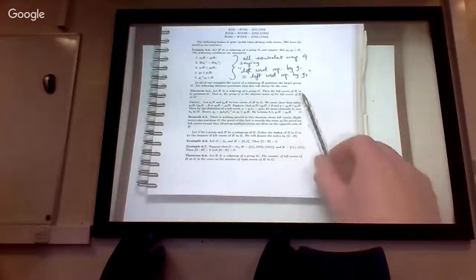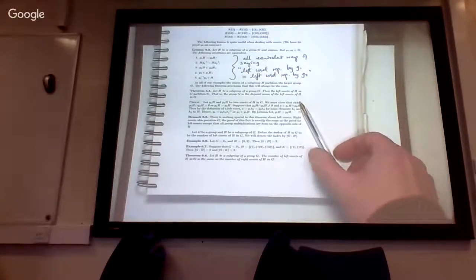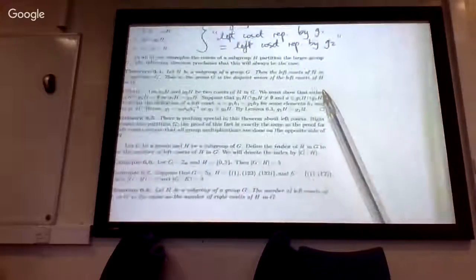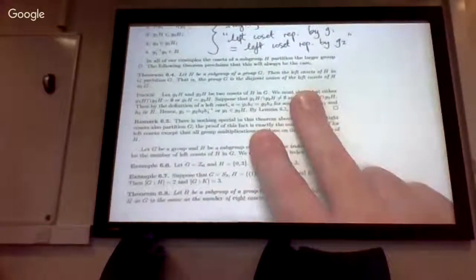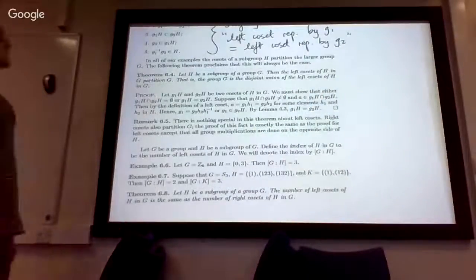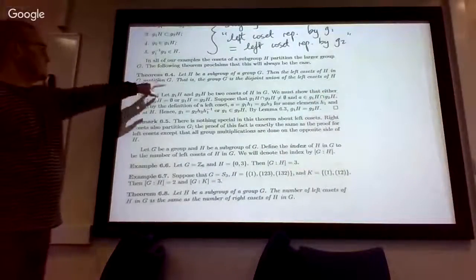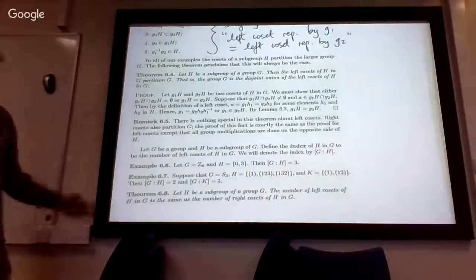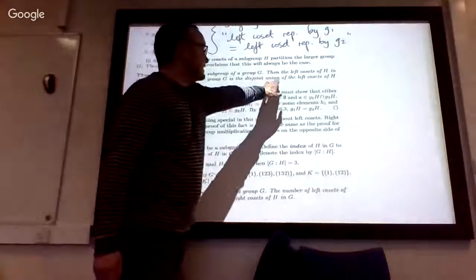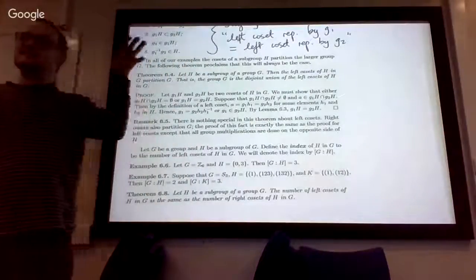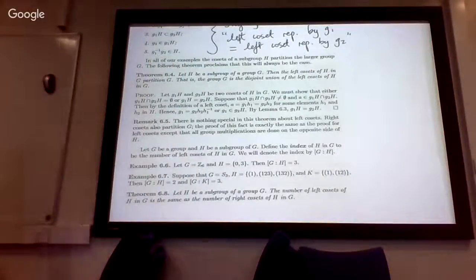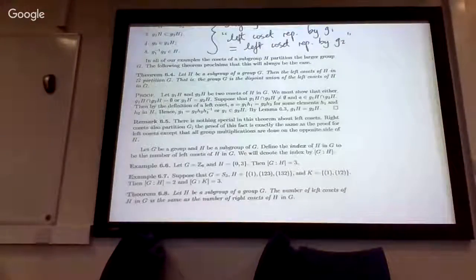So, theorem 6.4, it's written about left cosets. We let H be a subgroup of G, and the claim is that the left cosets of H in G partition G. That is, G is the disjoint union. It means that G is the union of all the left cosets, and different left cosets have no overlap. Are disjoint.